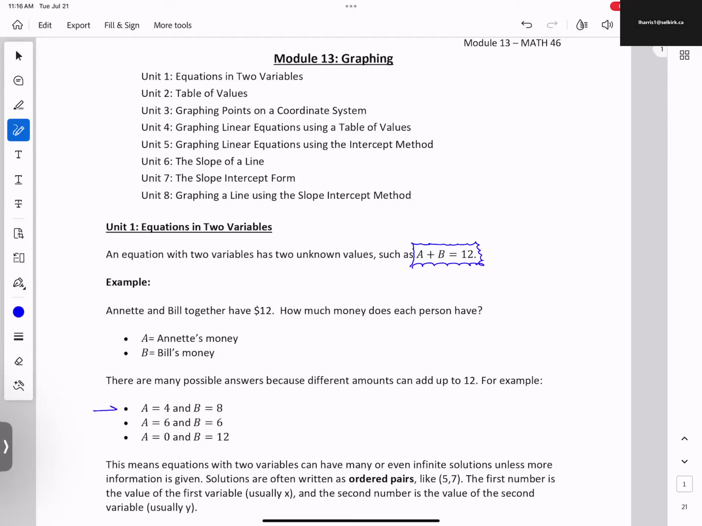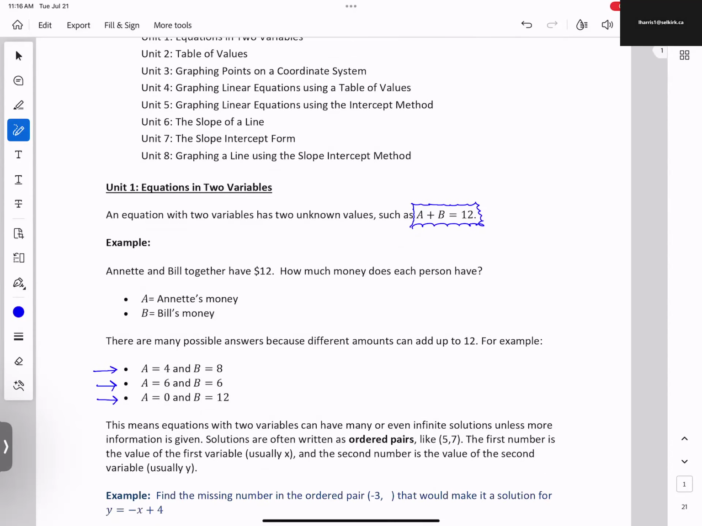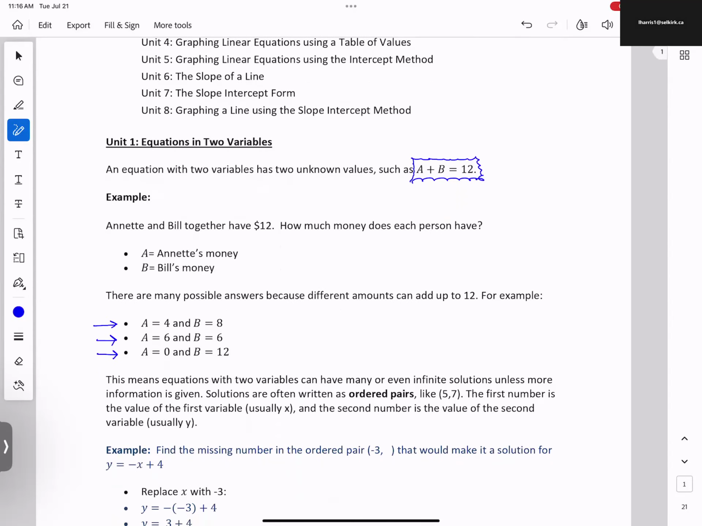Maybe Annette has $4 and Bill has 8. Maybe they each have $6. Maybe Annette has $0 and Bill has 12. So there's many possible solutions to this equation. And so equations in two variables can have many or even infinite solutions. And we write those solutions as ordered pairs.